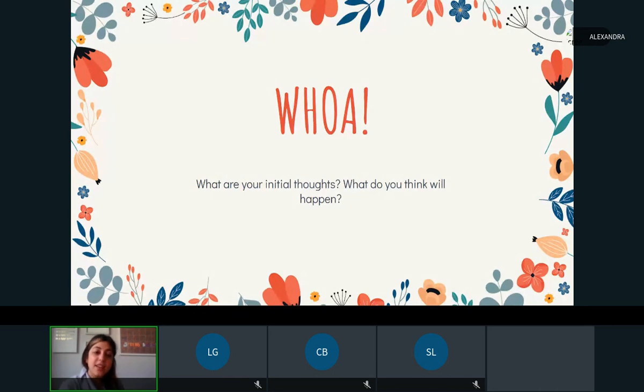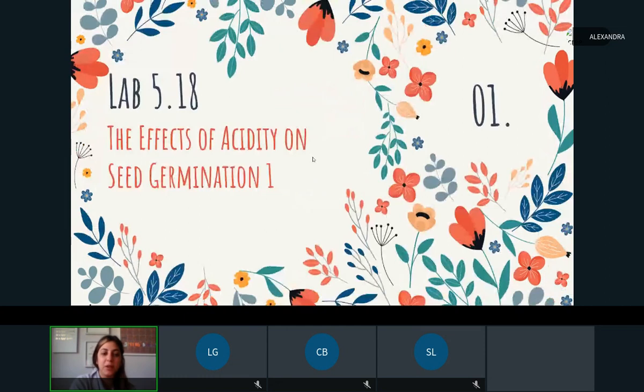Less. Okay. Yeah. So it may not be as helpful, right? Which is crazy to think something that's not even living can prevent something else from being able to live well, right? So we're going to go ahead and talk about what the first part of this lab is.